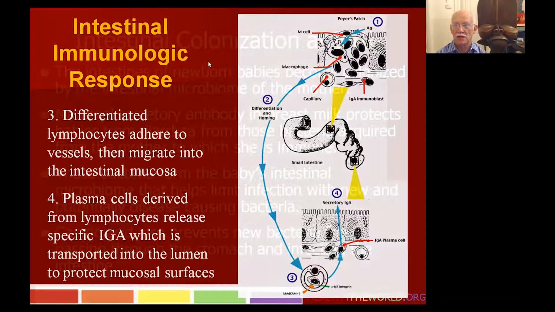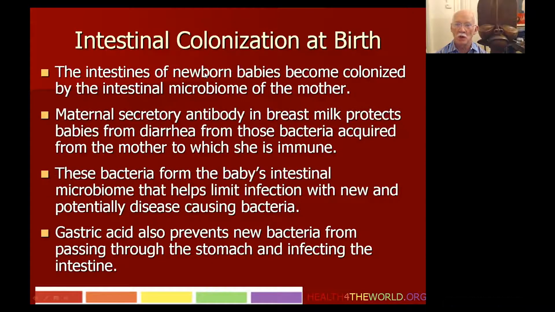This colonization of the intestinal tract begins at birth. The intestines of newborn babies become colonized by the intestinal microbiome of the mother. These do not make the baby sick because the maternal secretory antibody in breast milk protects babies from diarrhea from those bacteria acquired from the mother to which she is immune.